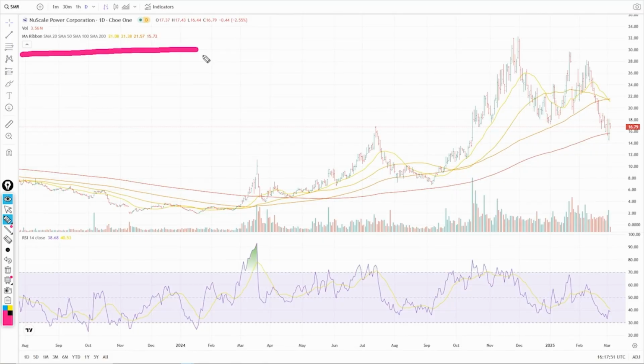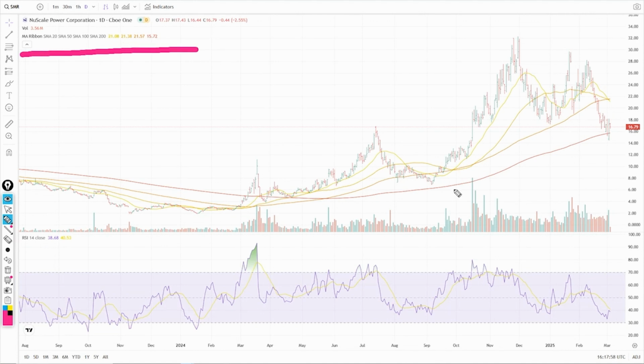Today, we're talking about NuScale Power Corp, ticker SMR, and I reached into my bag of tricks. Okay, now I'm using our free, that's right, our free Zacks interactive charts here, and our partnership with TradingView.